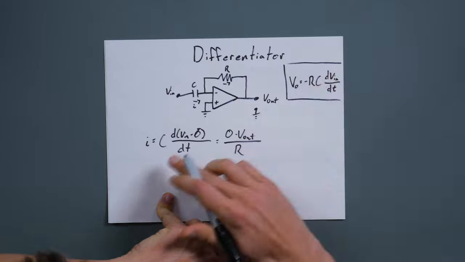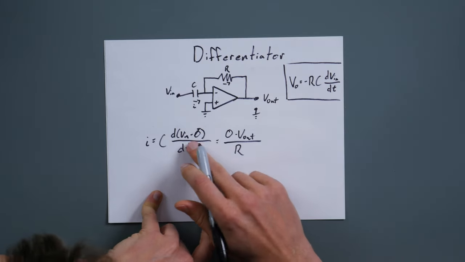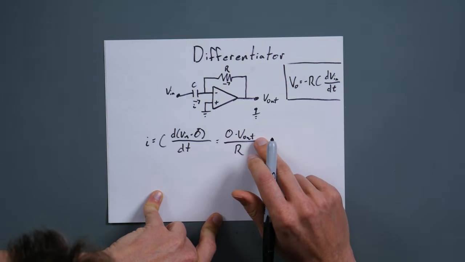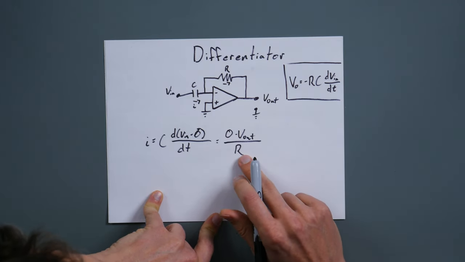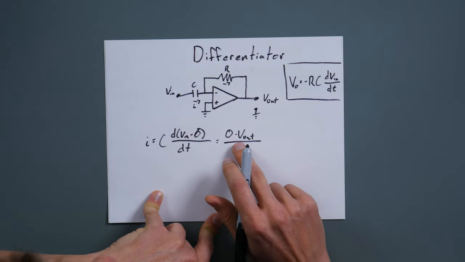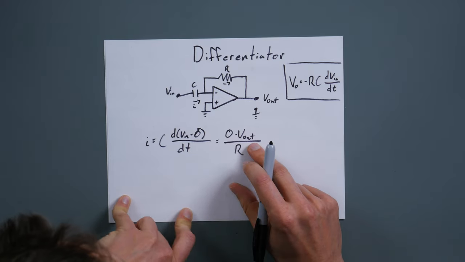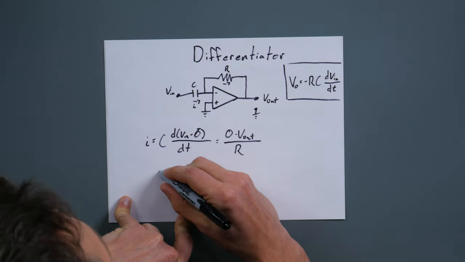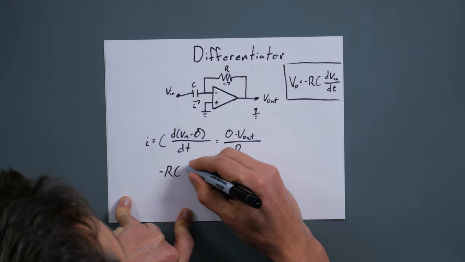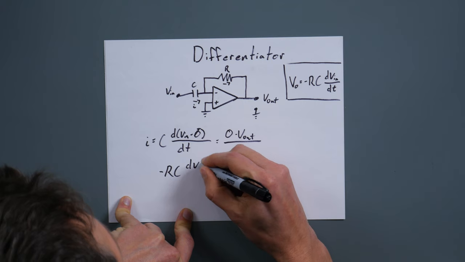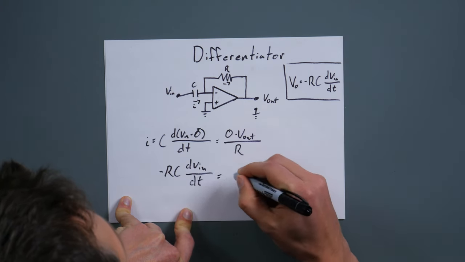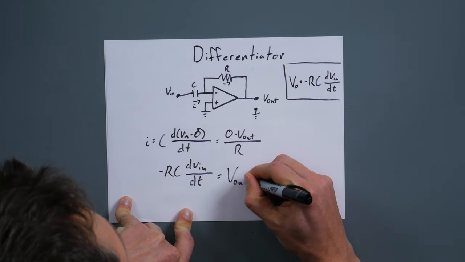Now we're just going to need to clean it up to make it look like that. So again, getting rid of that zero and getting rid of that zero, and then we want Vout to be on its own. All we have to do is multiply both sides by R, so we can bring the R over here, and then multiply both sides by -1 to get rid of this negative Vout. So we get that negative over here, and then we get that R, and then we still have that C, and then we have dVin over dt equals Vout.